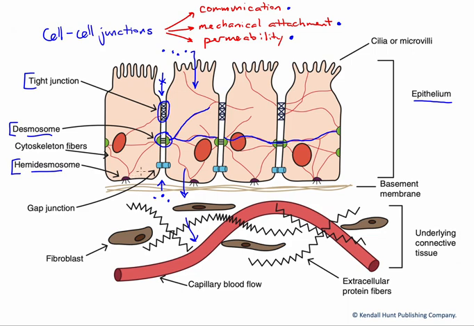and it's going to tie the cell not to another cell, but to underlying connective tissues, in this case, of the basement membrane. All epithelia are attached to a basement membrane, which is secreted by both the epithelium and then the underlying connective tissue found underneath here.